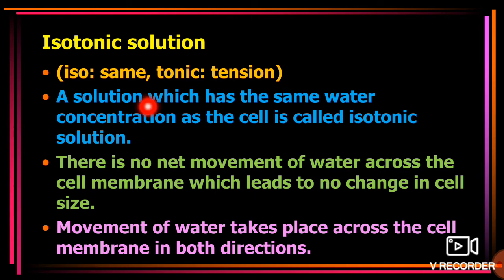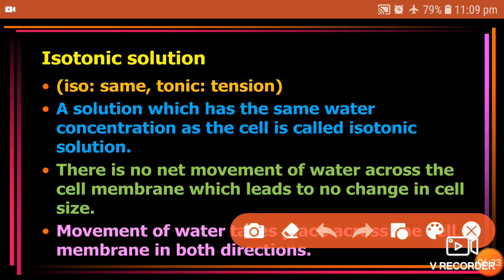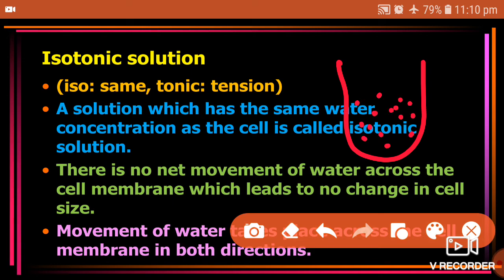Okay, iso means same, tonic means tension. So the same tension is there inside and outside the cell. A solution which has the same water concentration as the cell is called an isotonic solution. When we have a cell and a solution, I have a diagram in the upcoming slides, but here we need to understand. Suppose this is a solution and its concentration is the same as what this cell has.